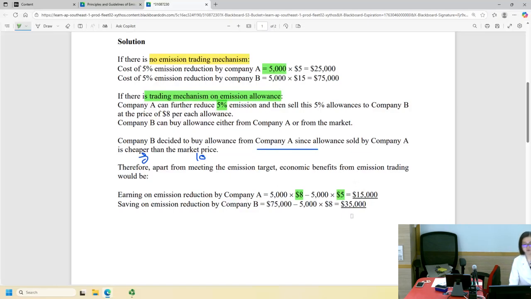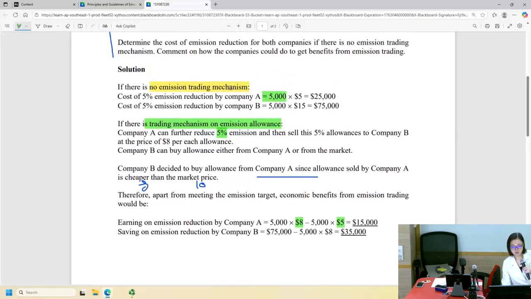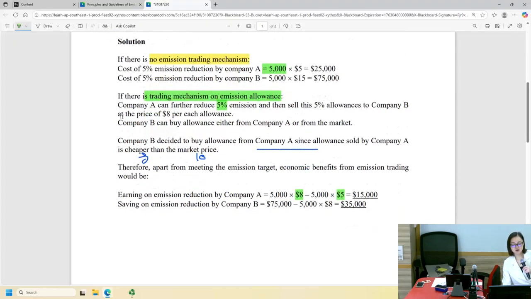So by applying the ETS, both companies will have some financial incentives, and the overall emissions is the same. Okay, so when there is no emission trading, reduce 10,000, and then when there is emissions trading, also reducing 10,000 tons of carbon dioxide. Okay, but there are financial incentives for both companies.